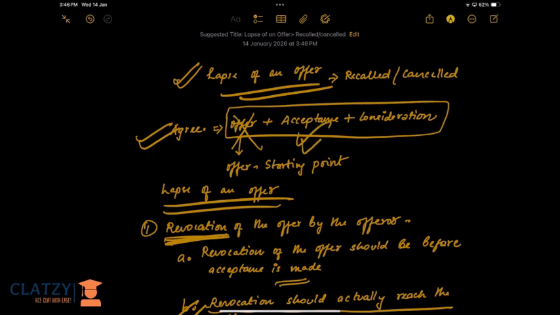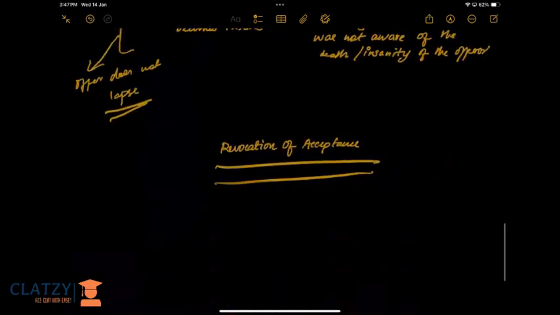Similarly, when you look at acceptance, there is a similar time window available to the offeree within which the offeree can cancel his acceptance. Because it may happen that after an offeree has given his acceptance, he changes his mind, thinking, no, I shouldn't have agreed to this offer. This was a bad deal. And now I want to cancel my acceptance. He can do so by law, but there is a limited time window within which the acceptance can be cancelled, and this is what we will discuss.